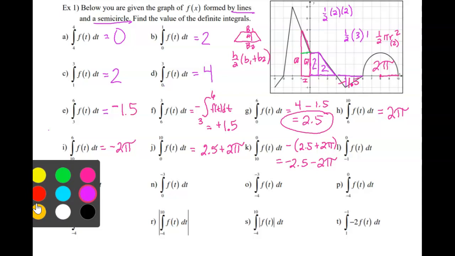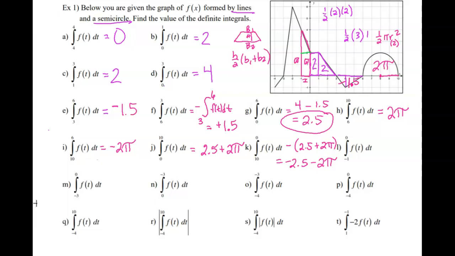I'm a big fan of trapezoids. So my height is 1 over 2. My first base is 1, 2 long, and my bottom base is 1, 2, 3, 4. Our area is above the x-axis. We went forward, so it's going to be positive. So 1/2 of 6 is 3. Part M, we want to go from -3 to 0. I'm going to write this here.